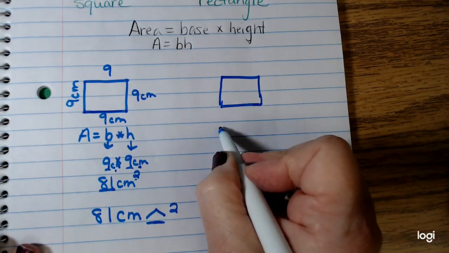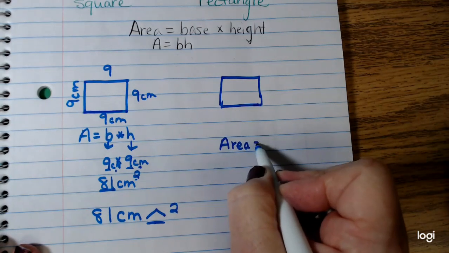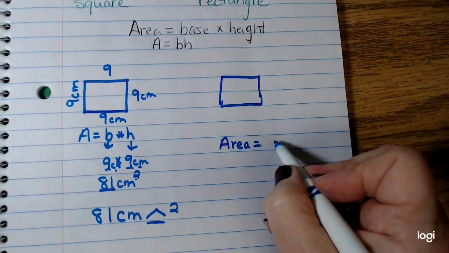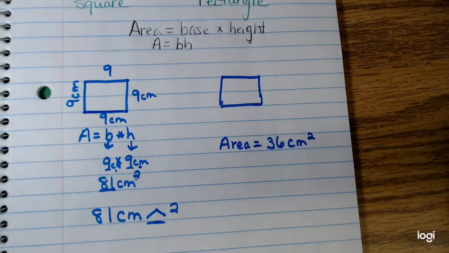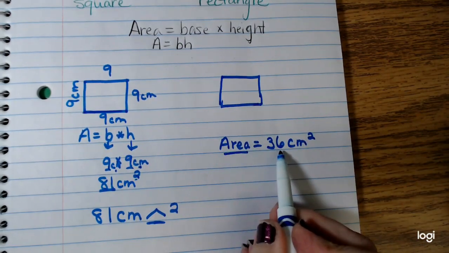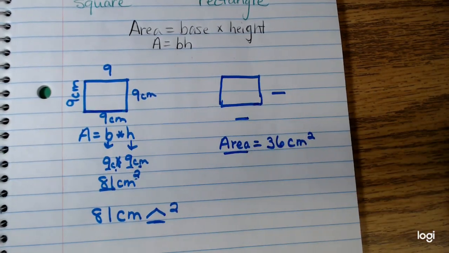And I would say, well, I'm going to tell you that the area of my square is 36 centimeters squared. If I would tell you the area, could you tell me what the base and the height are?